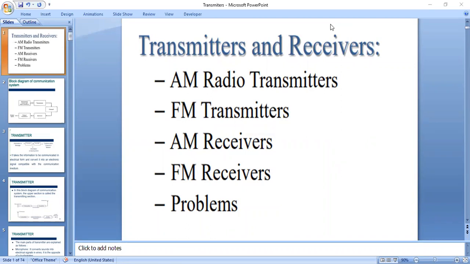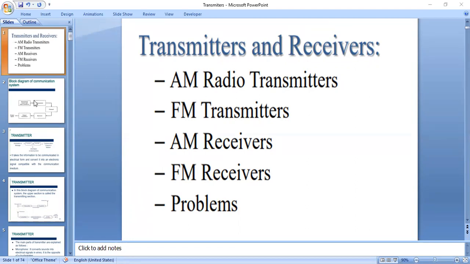So in this session, I'm going to explain to you about AM transmitters. We have in the syllabus AM transmitters and FM transmitters. And in this session, I'm going to explain what the classifications in AM transmitters are and what the block diagram representation of an AM transmitter is.